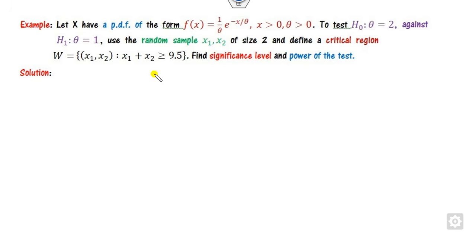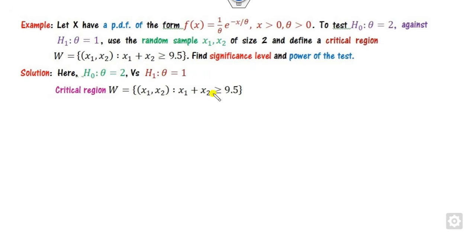Look at the last example. Again you have to find the critical region and the significance value alpha. The power of the test is 1 minus beta, and the exponential distribution is given to you. Again we will take this value as my y, and we will try to find the distribution. What is given to you?